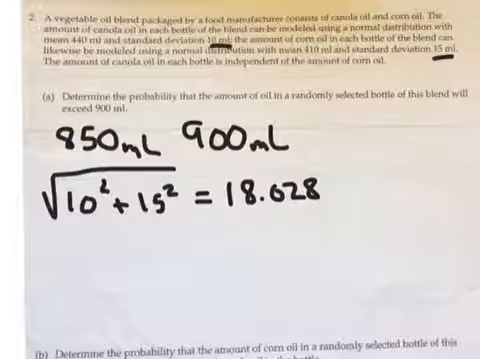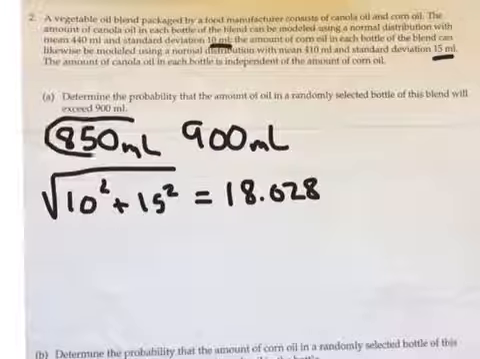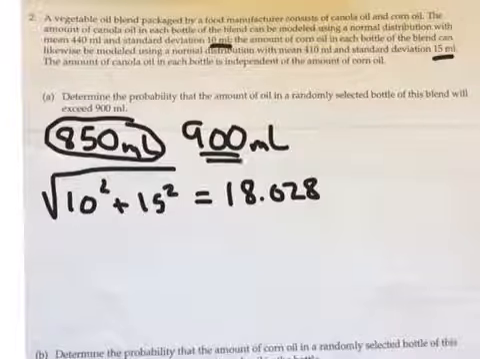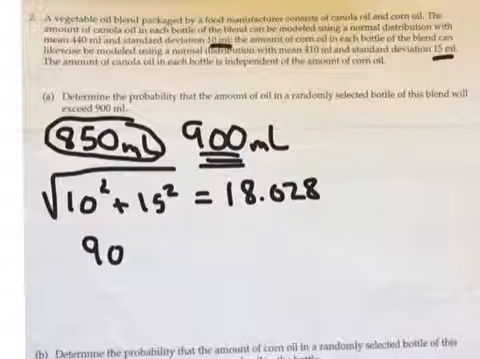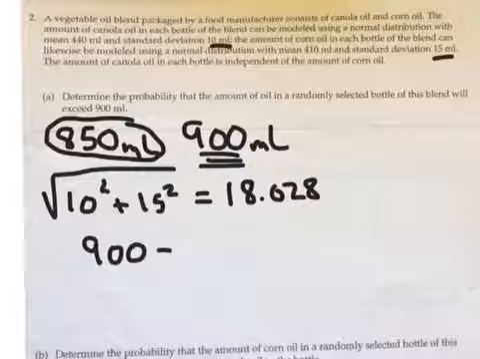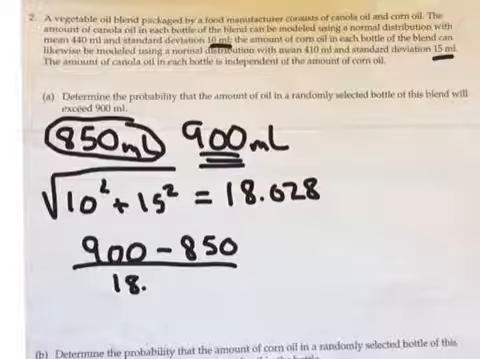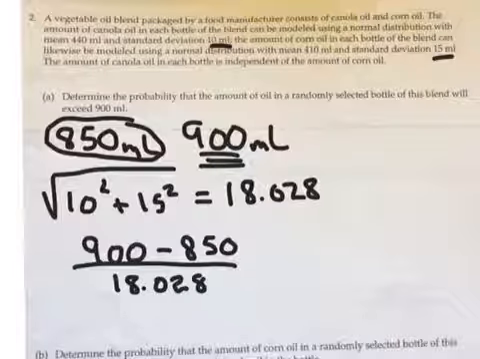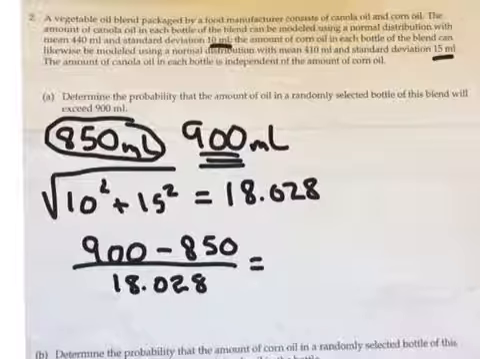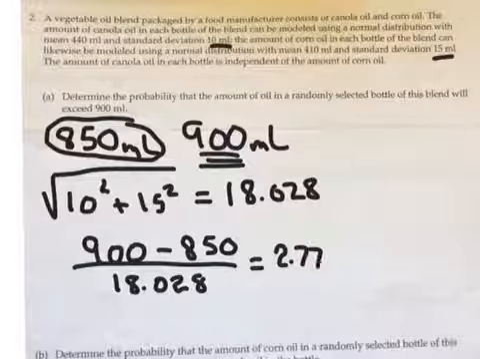Okay, now we can get started with our z-score. Basically, this is what we expect. This is what we're looking at. That's the thing we're interested in. So it should be 900 minus 850 divided by 18.028. That's going to give us our z-score, which is 2.774. So what do we do with that?